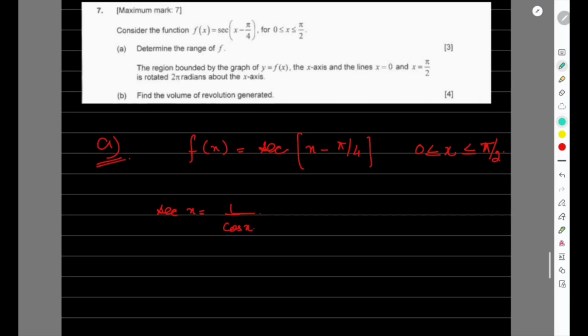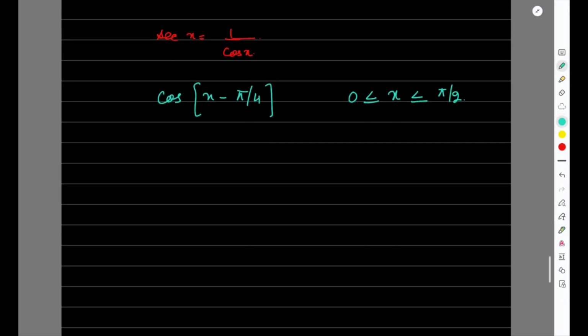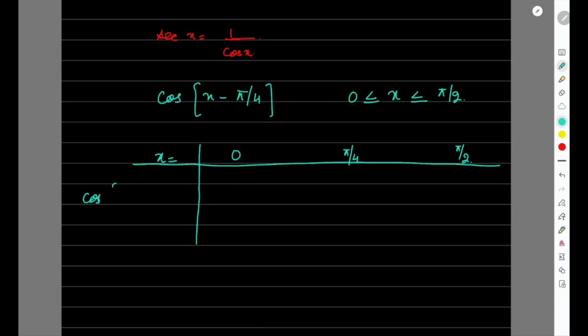Now, let's make a table of cos of (x minus pi by 4) in the given range. Let's make the table of cos by putting different values of x: when x is equal to 0, when x is equal to pi by 4, and when x is equal to pi by 2. Cos of (x minus pi by 4), then secant of (x minus pi by 4).